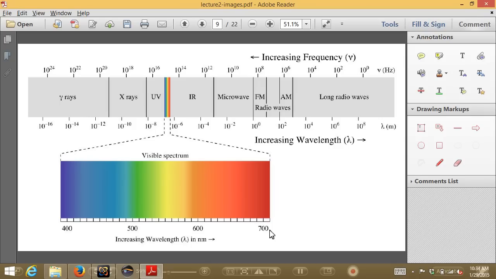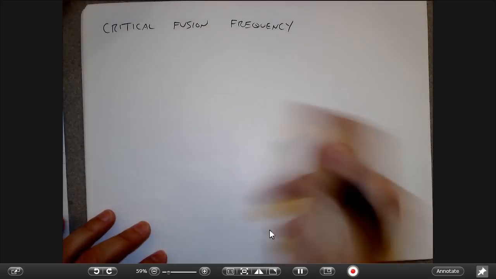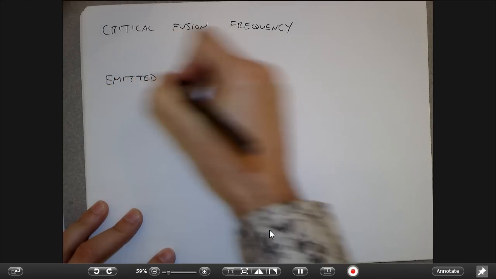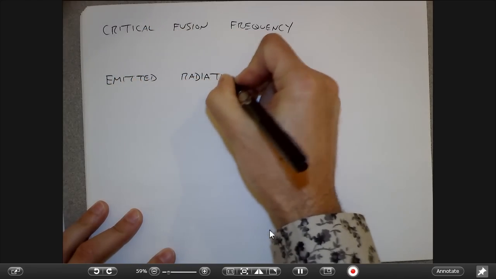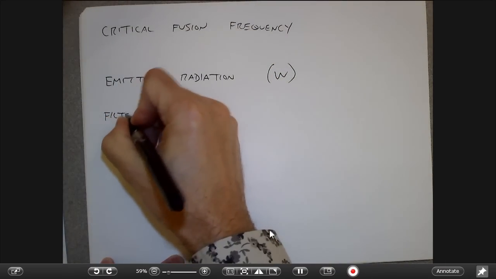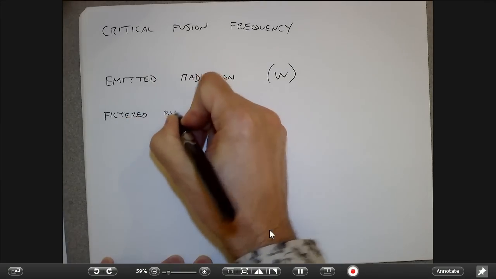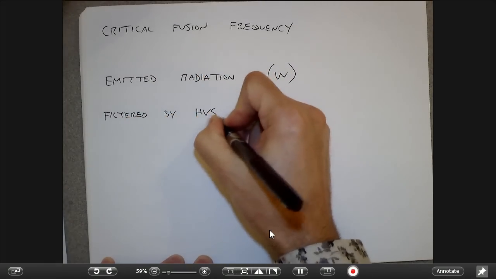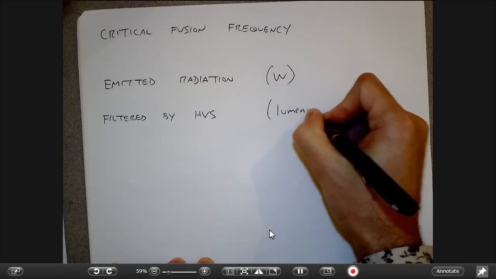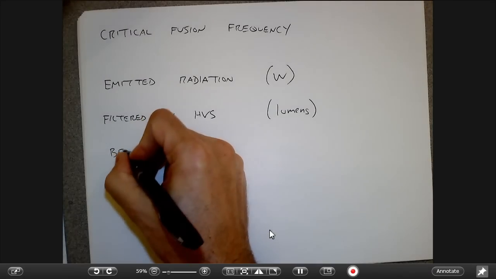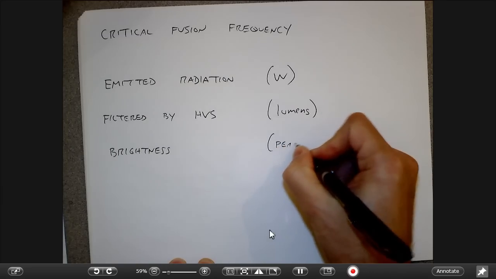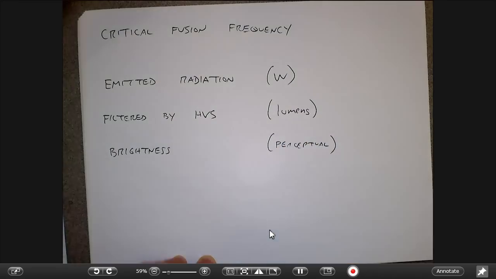So, how do we perceive light and color? You've got emitted radiance, which is what the light source is emanating, measured in watts. Then you have the amount of light that gets to your eye, filtered by the human visual system, measured in what are called lumens. And then you have the brightness that you see in your head, which has no real physical units. That's just human perception.